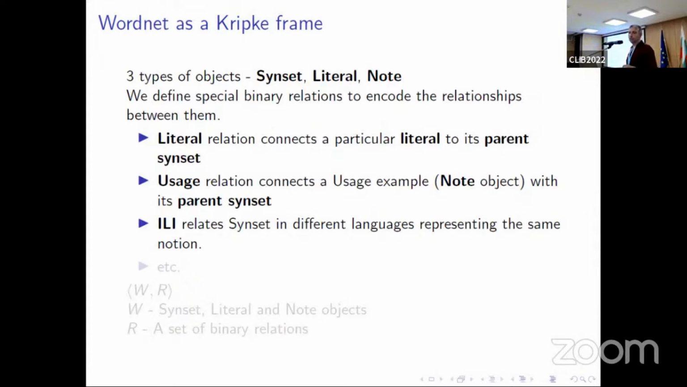This is the ILI relation, the interlingual index, and so on. And in this way we receive a classical notion of Kripke frame, that is a pair of objects, which have three classes: synsets, literals, and nodes. And we have several binary relations like hypernymy, meronymy, or, let's say, system relations like literal or interlingual index.